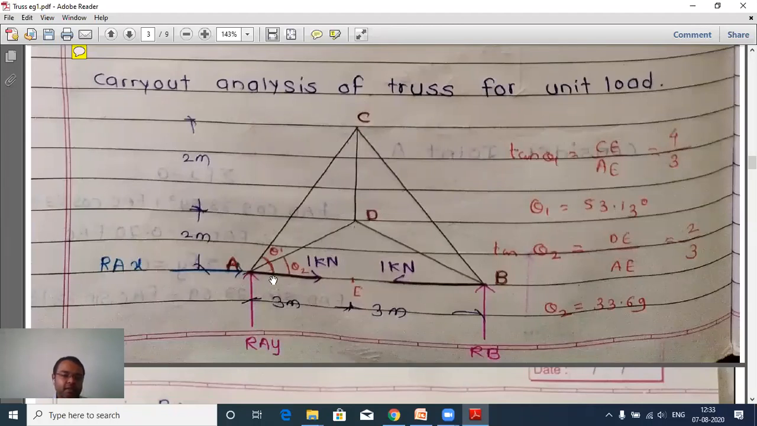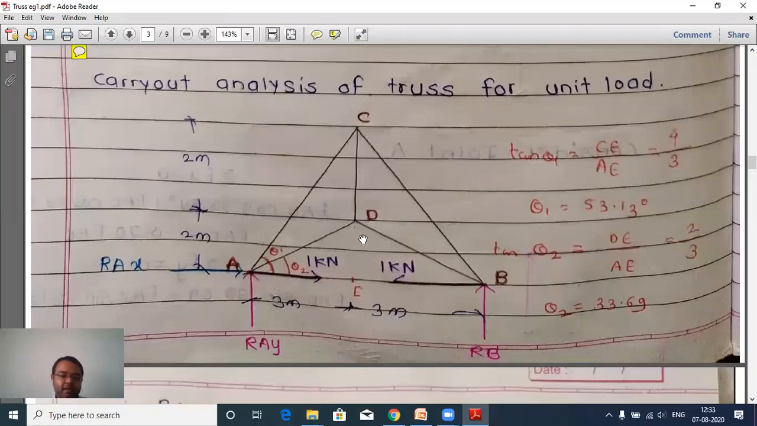Here this 1 kN is away from the joint, that is, the arrow is away from the joint. It is a tensile force. In this redundant member, we have treated AB as the redundant unknown, and we have provided a unit force and removed the external load. Now again we'll analyze the given truss. Analyze means again we'll apply the joint method or section method, and we'll find forces in the members of the truss.